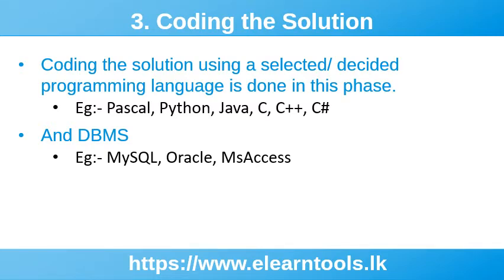Now we are going to talk about the third phase of SDLC, that is coding the solution. Coding the solution using a selected or decided programming language is done in this phase. For example, we can use Pascal language, Python language, Java, C, C++, C#, and many more languages are available. Right, and also we can select the database management system that we are going to use. For example, MySQL, Oracle, or Microsoft Access.